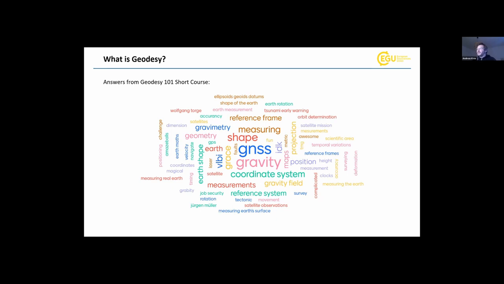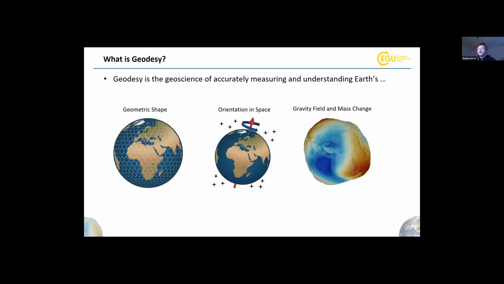But to give this a little bit more rigorous context, generally when we talk about geodesy, we mean that it's the geoscience of accurately measuring and understanding Earth's geometric shape, Earth's orientation in space, and Earth's gravity field and mass change within the Earth system. So we have these three subfields, which in practice are very closely interconnected. And each of these subfields gives us key insights in how our very dynamic planet changes and what, for example, we can do to mitigate climate change, for example.